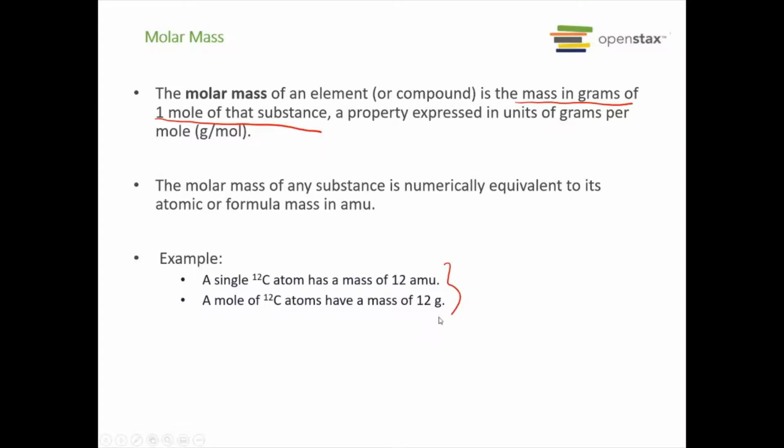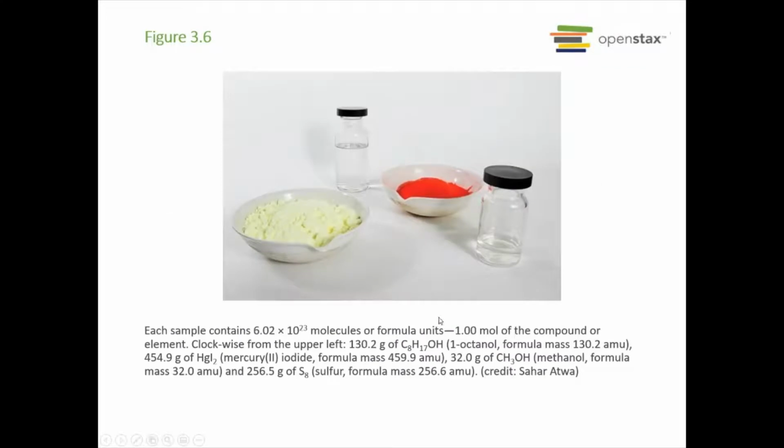So the atomic masses that you can get from the periodic table, you can also use as molar masses. And that goes the same for calculating the molar mass of a compound. You add everything up just like you did for formula masses. Here's some other examples of 1 mole of different compounds. Let's see, what do we have here? 1-octanol, mercury(II) iodide, methanol, and sulfur.